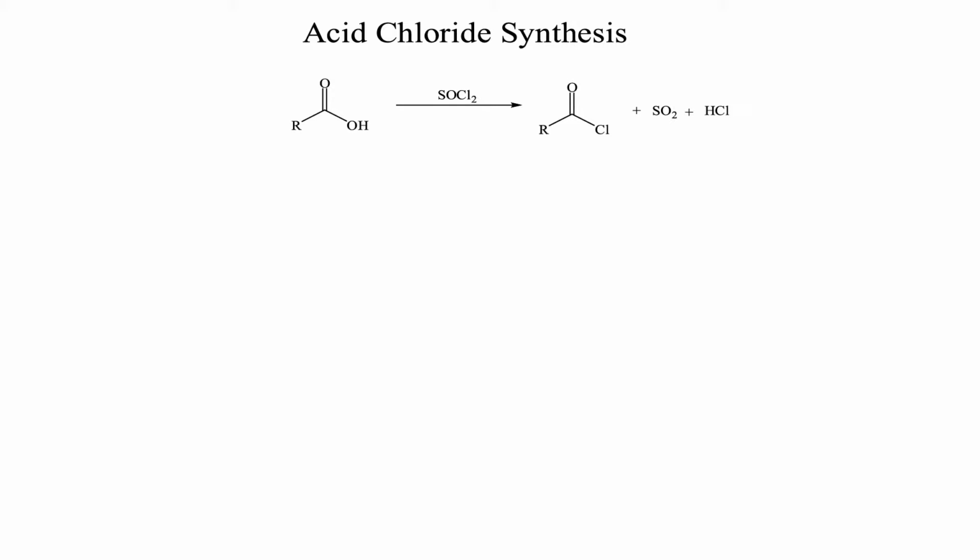We replace OH with Cl, and we have some leftovers. Sulfur dioxide, which leaves as a gas, and hydrochloric acid, which will mop up some other way, or we'll let it evaporate as well. How does this work? Well, we begin with using the most nucleophilic of the two oxygens to attack the sulfur.